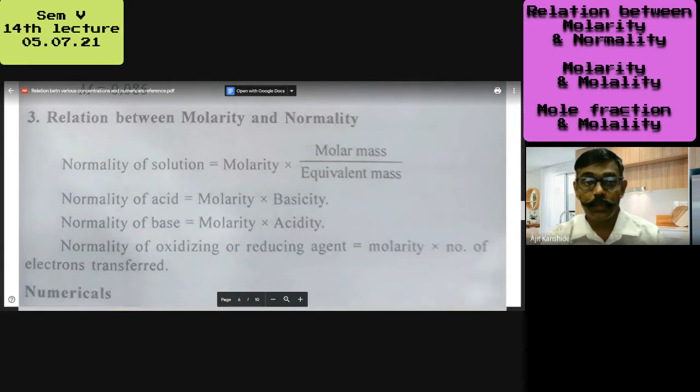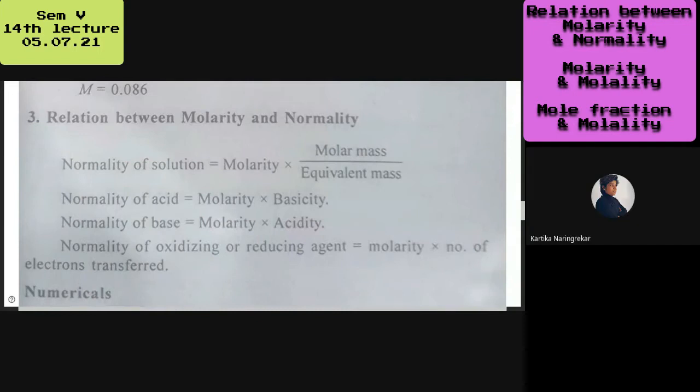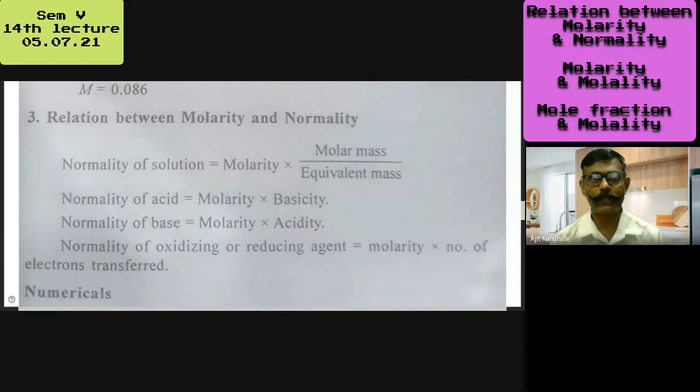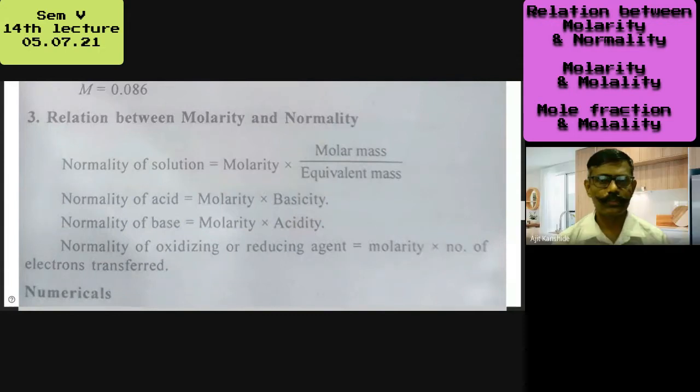Now see, normality of acid is equal to molarity into basicity. Is it clear to you or do I have to explain? Clear, sir. I'm asking from the understanding point of view. Good. Yes, sir. Good.